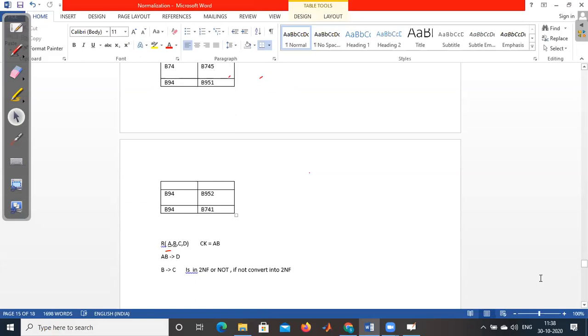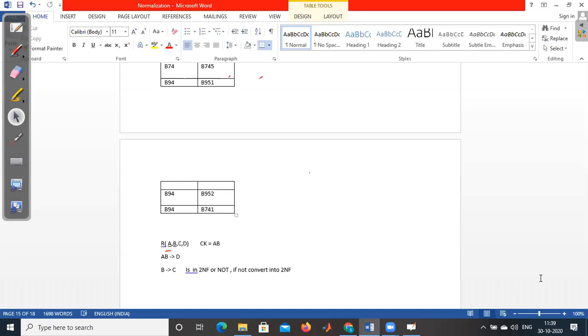Okay, students, do you have any doubt regarding the first, second, and third normal form? See, in the forthcoming classes, we are going to study the Boyce-Codd normal form and fourth normal form, as well as how to convert the given relation into first normal form, second normal form, third normal form, and fourth normal form.